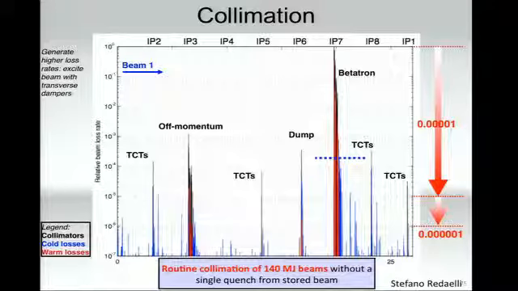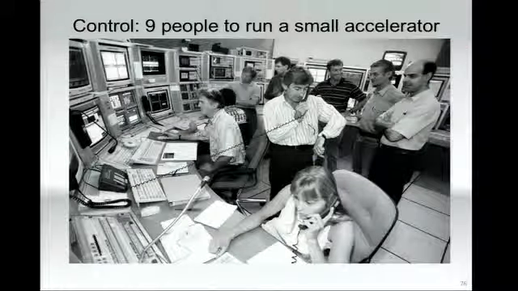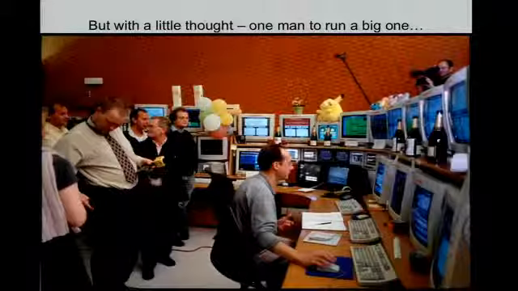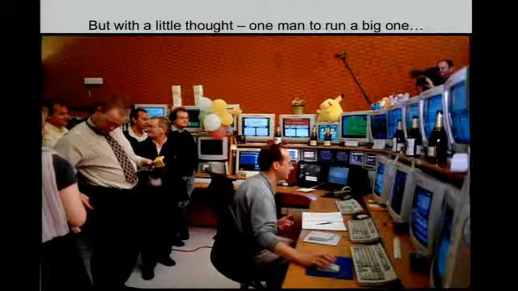Just want to mention control very quickly. So this is the SPS in the 90s. You needed 9 people back then to run a small accelerator. There's a young Delphine, a younger Lasser, and a Guy Crockford. Okay, by the time we got to the LEP era, we could do it with one man. It had to be Andy Butterworth, but okay.